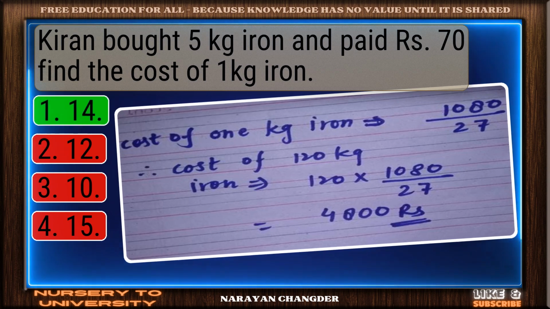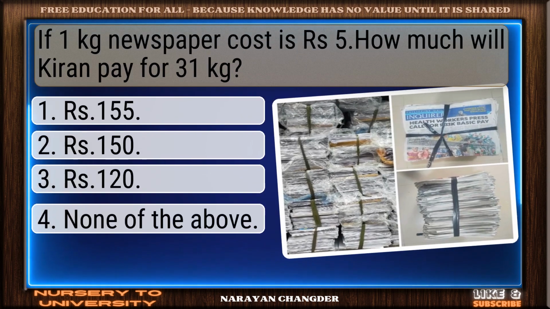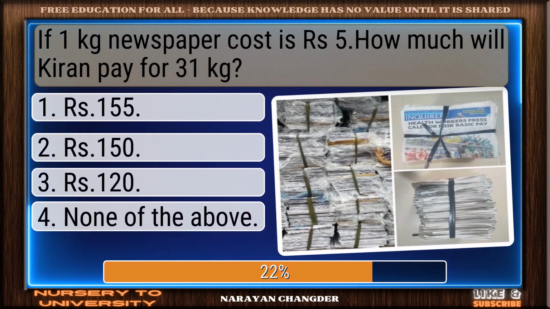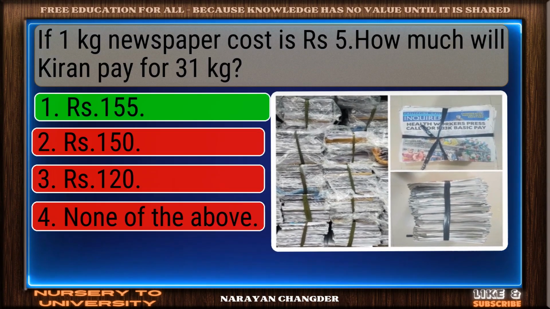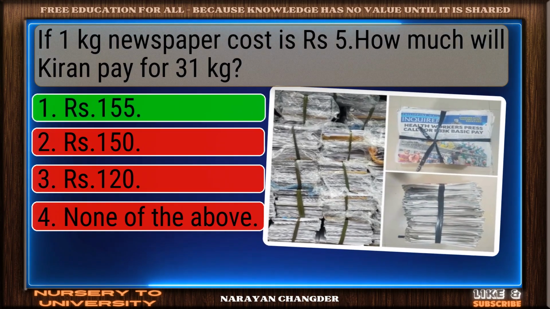Nice selection. 14 is the correct and valid answer. If 1 kg newspaper cost is Rs 5, how much will Kiran pay for 31 kg? Well picked. Rs 155 is the correct answer.